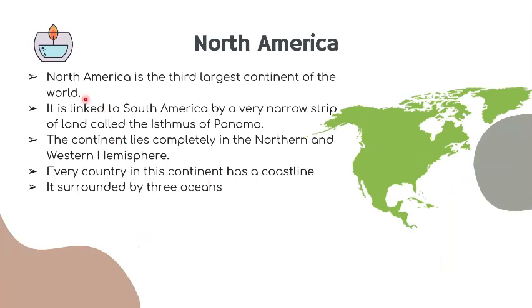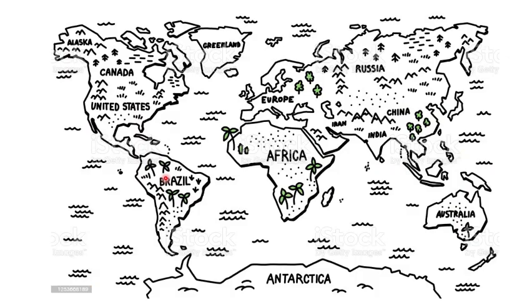North America. North America is the third largest continent of the world. So the first largest was Asia, then Africa, and then North America. It is linked to South America by a very narrow strip of land called the Isthmus of Panama. We will discuss this part just after completing North America. The continent lies completely in the northern and western hemisphere.